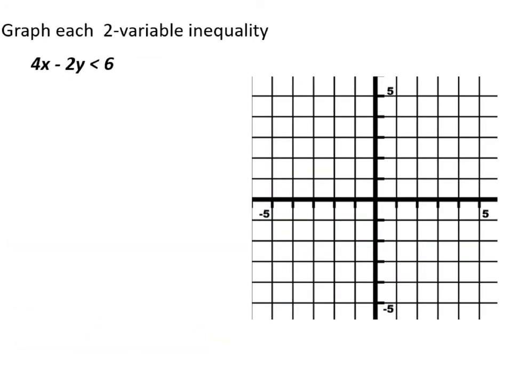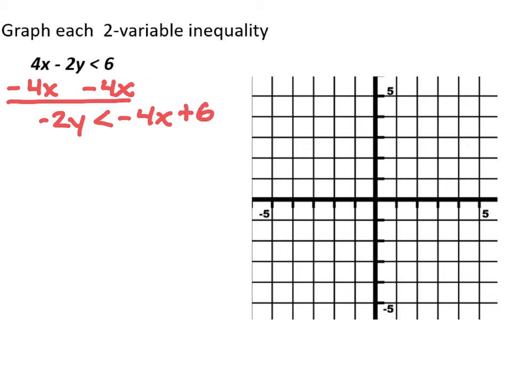In our next example, we're again going to graph the two-variable inequality. So we have to solve to get y by itself. I'm first going to subtract 4x from both sides. So I'll have -2y is less than -4x plus 6. And to finish getting y by itself, I have to divide everything on both sides by -2.